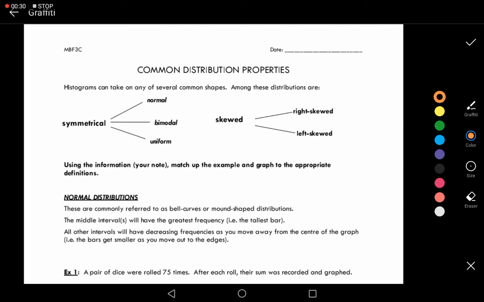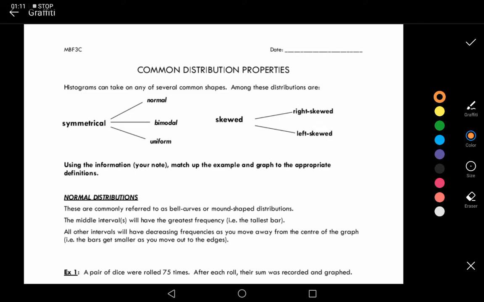Histograms can take on any of several common shapes. Among these distributions, it could be symmetrical, right? Which means that both sides are going to look somewhat the same. There are three types of symmetrical distributions: normal distributions, bimodal distributions, and uniform distributions. We are going to dissect that as we go. There's also skewed. Your data could be either right skewed or left skewed, and we will expand on that a little bit throughout this note.